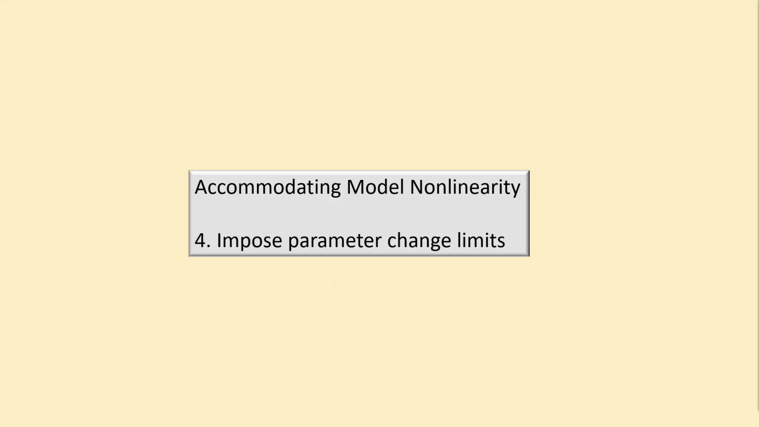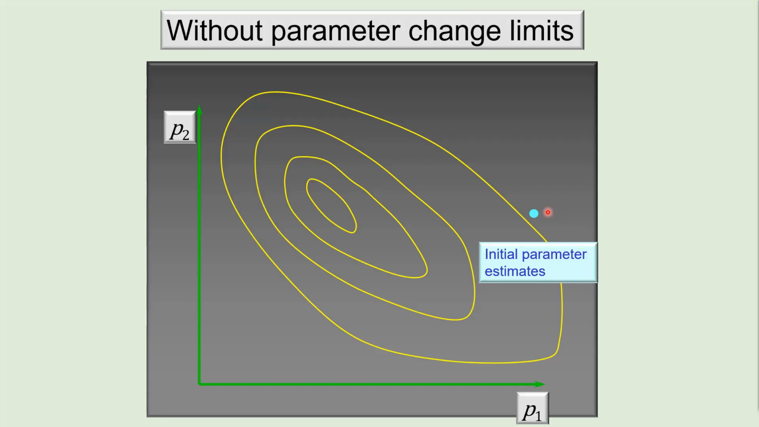Another step that we have to take when we're living in a nonlinear world is that we have to impose limits on how much parameters are allowed to change during any iteration of the inversion process. So here are our initial parameter values, and suppose that objective function gradients are not very steep out here in this nonlinear model terrain. We may then calculate that the parameters need to change a long way if we're going to change the objective function by much.